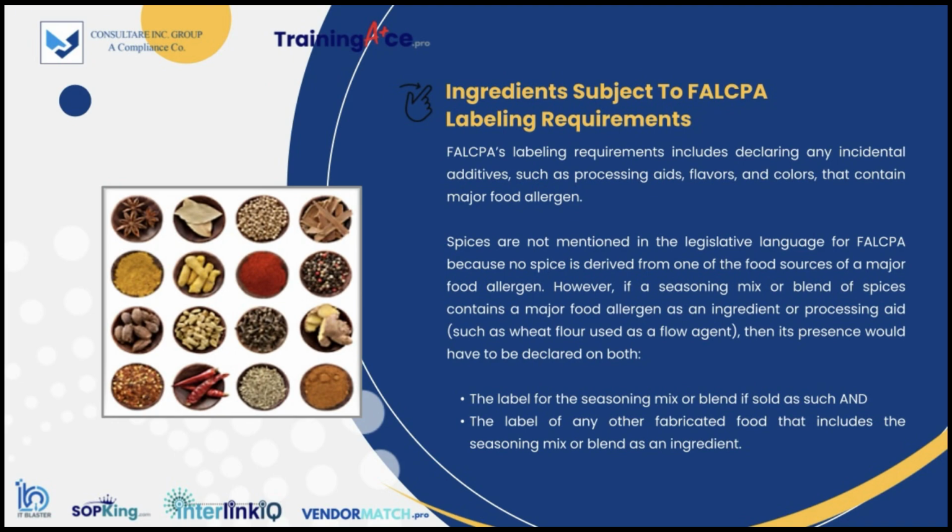However, if a seasoning mix or blend of spices contains a major food allergen as an ingredient or processing aid, such as wheat flour used as a flow agent, then its presence would have to be declared both on the label for the seasoning mix or blend if sold as such, and on the label of any other fabricated food that includes the seasoning mix or blend as an ingredient.